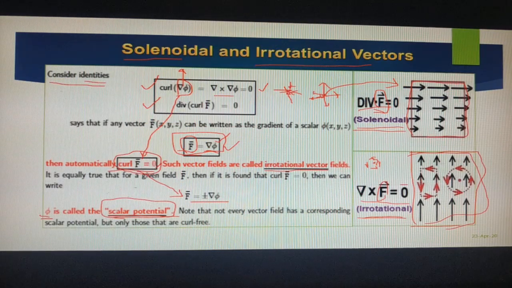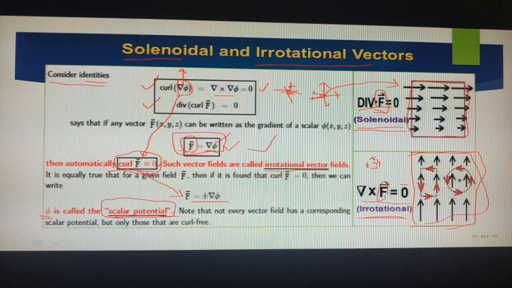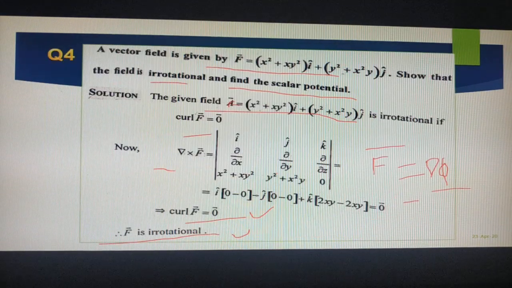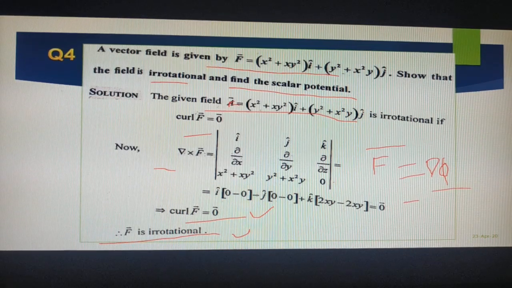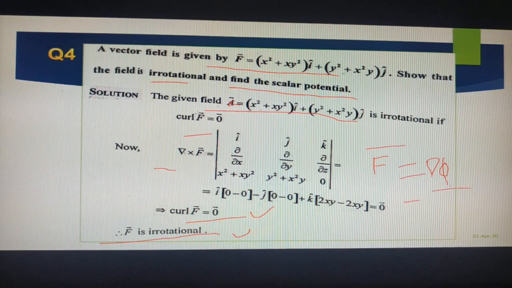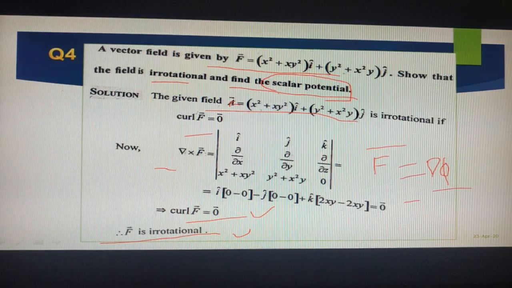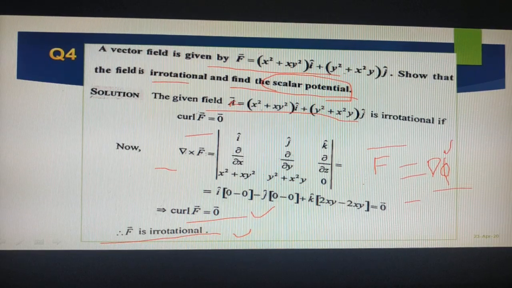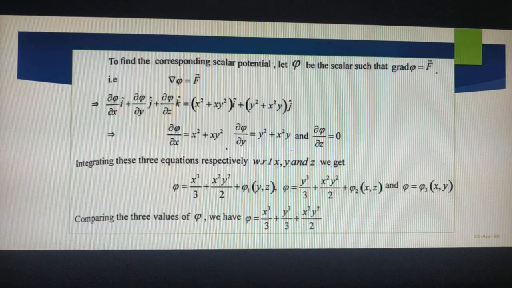So if it is irrotational, then f bar is equal to del pi. We'll utilize this same thing. On one side your vector field will be there, and on the other side we'll try to find your scalar potential. Scalar potential means here in this problem we have to find pi from this result. See how to get it.